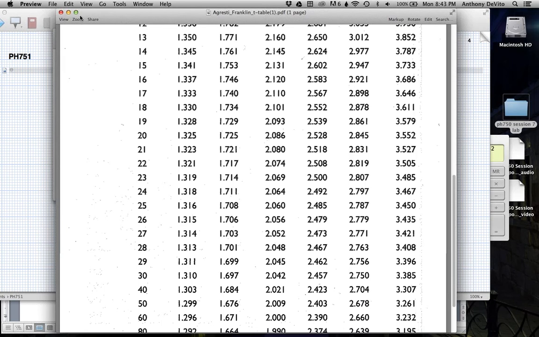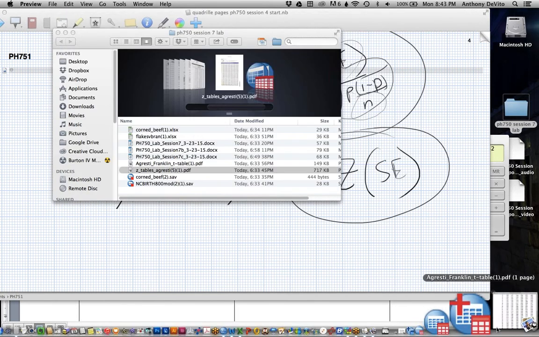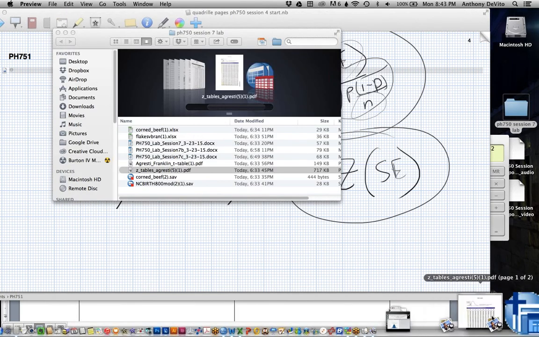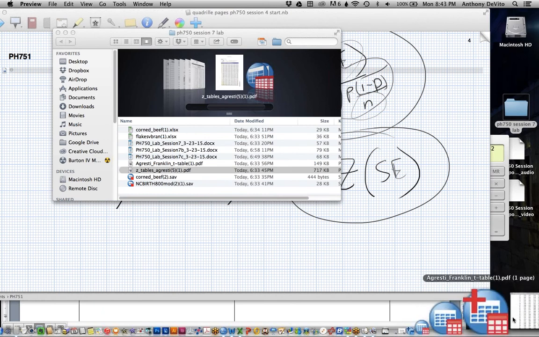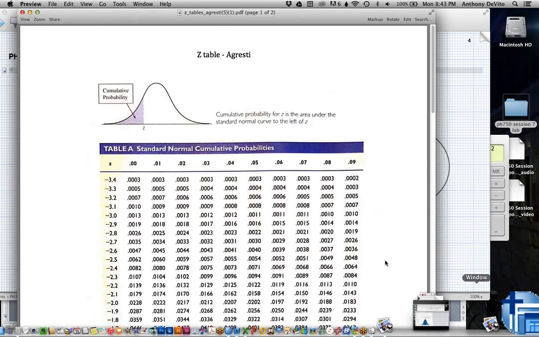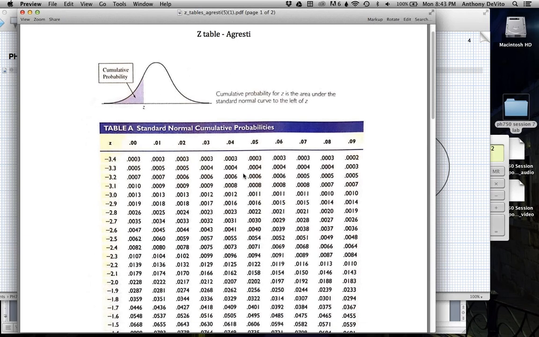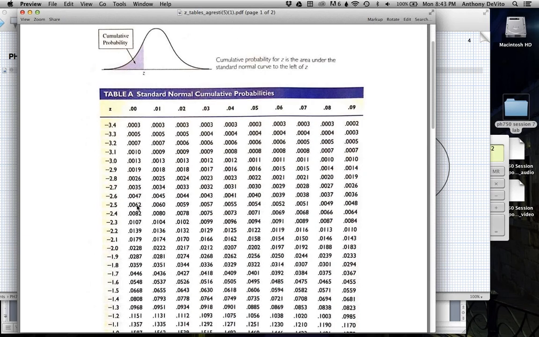Oh, that's my T table. Got all excited there. I had it. That's my T table still. This is my Z table. There we go. So negative 2.5, negative 2.50.